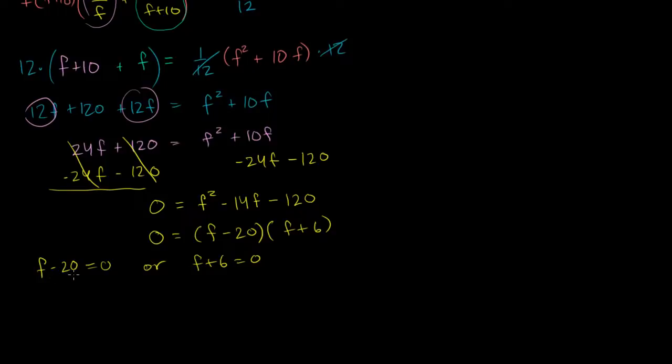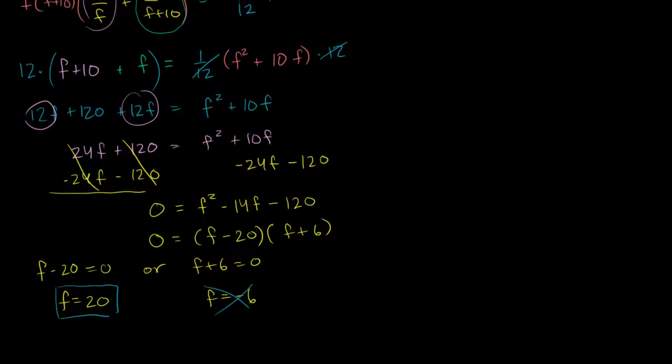Add 20 to both sides of this equation, you get f is equal to 20. Remember, f is how many minutes it takes for the fast hose to fill the pond. And then if you take this one, you subtract 6 from both sides, you get f is equal to negative 6. Now, when we're talking about how many minutes it takes for the fast hose to fill the pond, it doesn't make any sense to say that it takes negative 6 minutes to fill the pond. So we can't use this answer. We need a positive answer. So f is equal to 20.